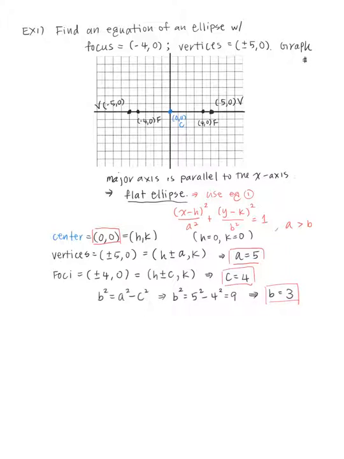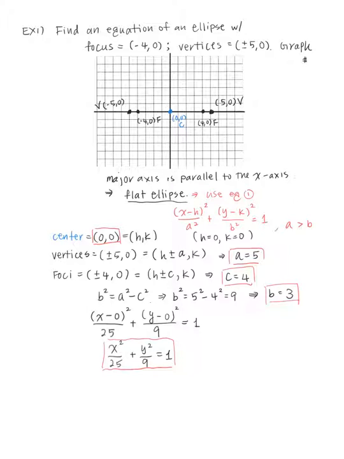So we're going to have x minus 0 squared over a squared, that will be 25, and then plus y minus 0 squared over b squared, which is 9, equals 1. Let's just clean it up a little bit. So here our equation is x squared over 25 plus y squared over 9 equals 1. Ta-da! So that is an equation of an ellipse, but now we're going to have to determine the co-vertices.